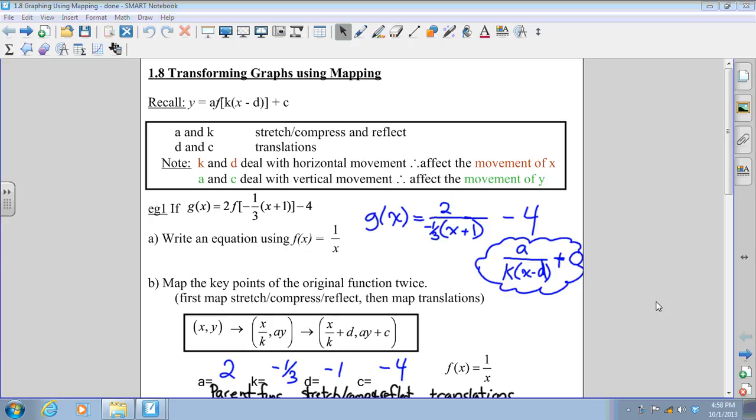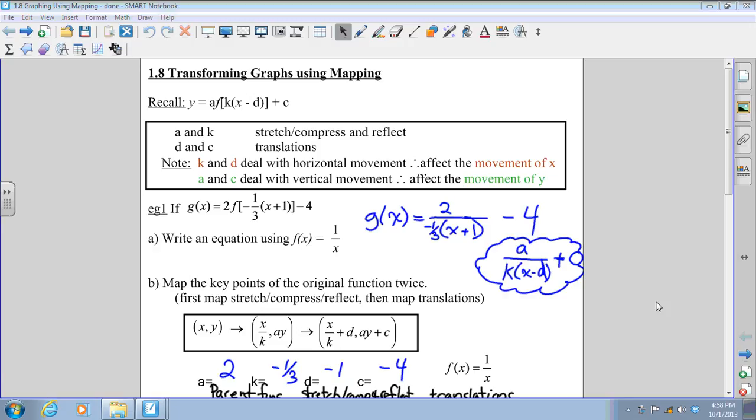Class, welcome to lesson 1.8, transforming graphs using mapping. As we discovered last class and the class before that, A does a vertical stretch and compression, from the top or the bottom. So stretching from the top or the bottom, you can either stretch it thin like an elastic, or you can actually push it and squish it.